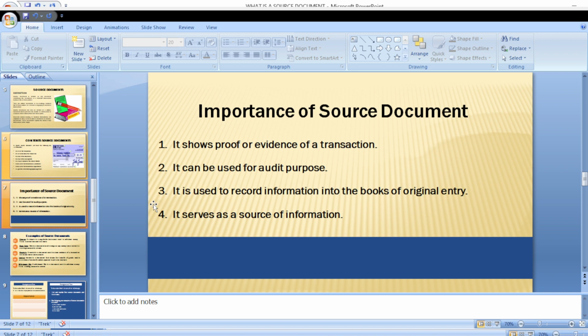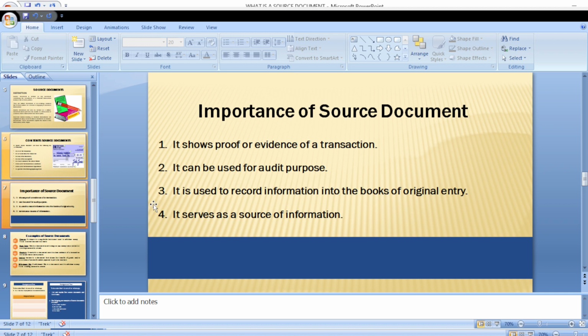Now, number 3, it is used to record information into the books of original entry. If you look at the other part of the course where we discuss books of original entry, let me just take our minds back to books of original entry. Don't forget, books of original entry are books in which financial transactions are first entered before they are sent into their various ledgers. So it provides a source for which to enter transactions into the books of original entry.